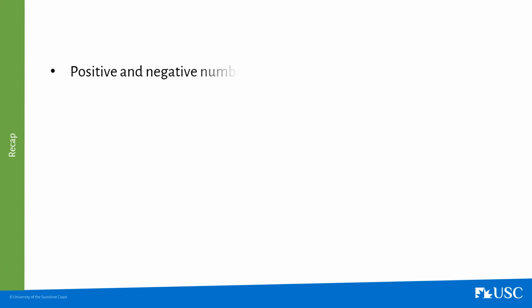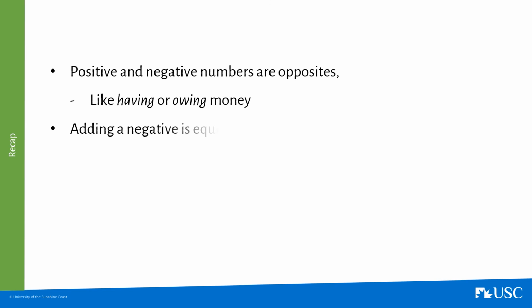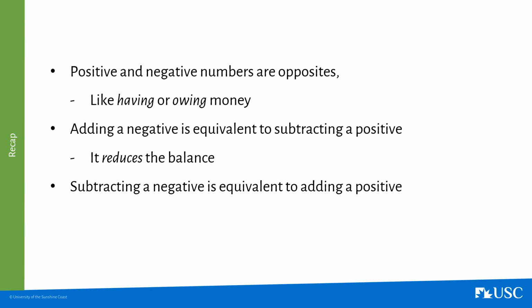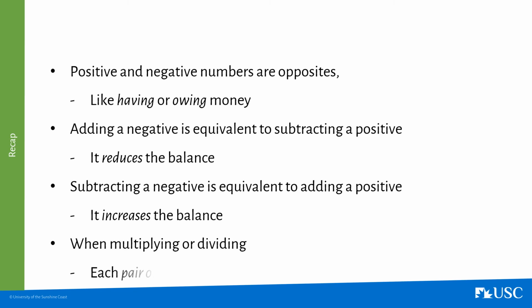Let's recap the lesson. Positive and negative numbers are opposite, like having money or owing money. Adding a negative number is the same as subtracting its absolute value. It reduces the balance. Subtracting a negative number is equivalent to adding its absolute value. It increases the balance. It's like taking away a debt. And when we're multiplying or dividing, we use the fact that each pair of negatives will cancel out to a positive.